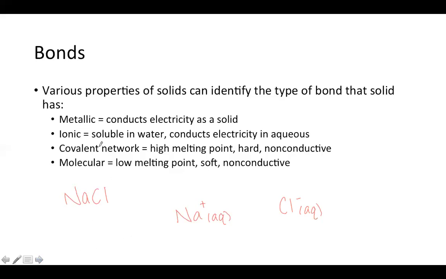Right, and these covalent networks and molecular solids aren't going to be conductive because covalent compounds aren't ions. They're not charged species. Ionic compounds consist of cations and anions bonded together, so there are charged species there. And again, metallic conducts because those electrons are free to move about.